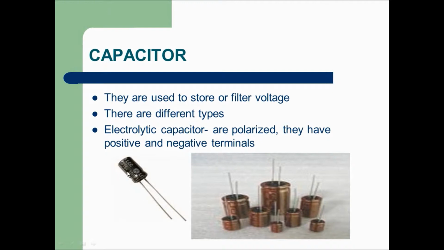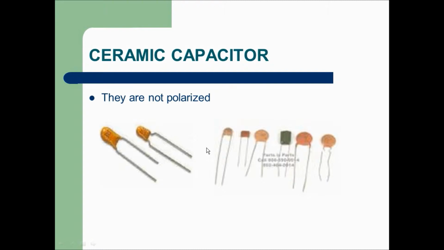There's a line by the side. It also indicates which is negative. The white line shows you that the terminal close to it is negative. You can see the white line here and here, just like the resistor. Okay, this is a ceramic.